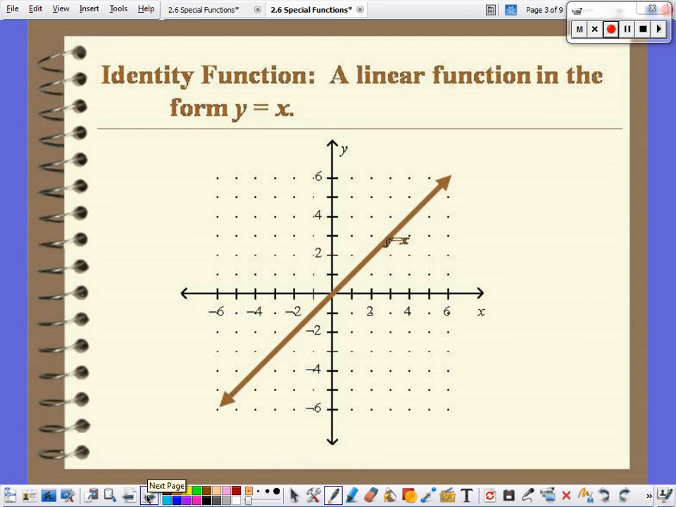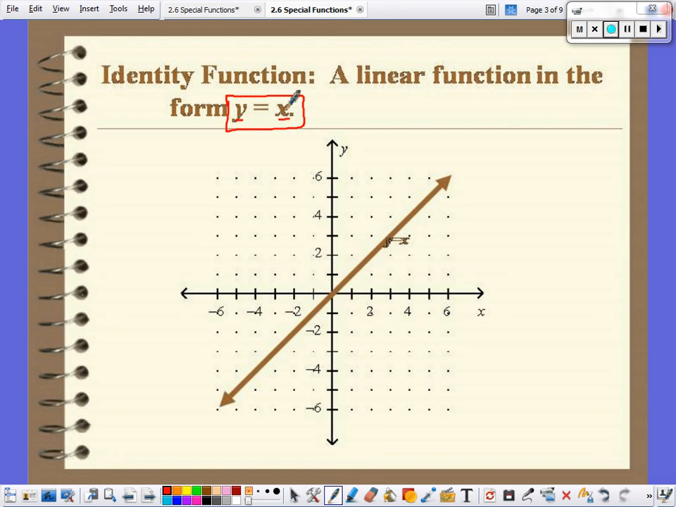The next one's the identity function, and when we're talking about the identity function, what we're talking about here is a linear function of the form y equals x. Now it has to be in that form. It can't be y equals 2x. It can't be y equals -x. It has to be y equals x. And if you remember back in chapter 1, we talked identity property with start equals the end. So if this is 2, then the end is 2.